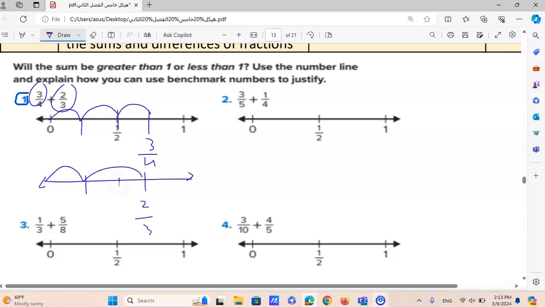But first you have to assign where the place of the half is. See, here is closer to half, so 3/4 can be what? Half or 1, because the distance from 3/4 to half and to 1 is the same. You can make it 1 whole, so 1 plus. And see here, 2/3 is very close to half. You can estimate it or round it down to half. So 1 plus half equals 1.5.